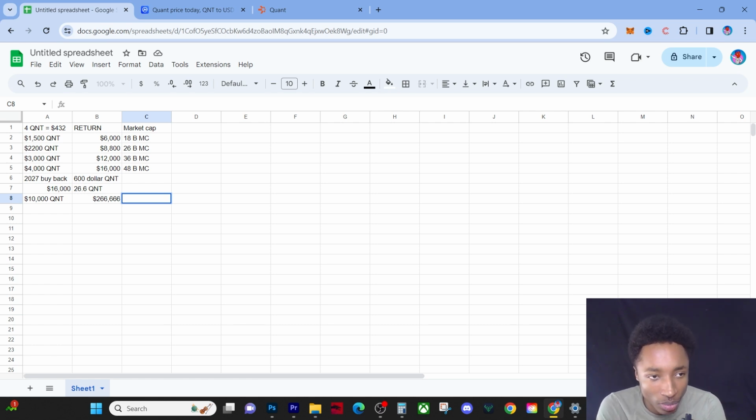$4,000 QNT. If this happens, you would have turned your $432 into $16,000, which is insane in my humble opinion. And I do believe $4,000 will be the hype. I feel like that will be the top, the time to sell. I would start selling at 3K and 3.5K. I would start selling at 3.5K to 4K, okay?